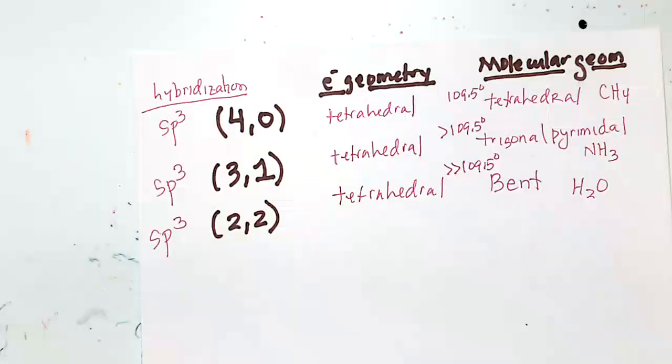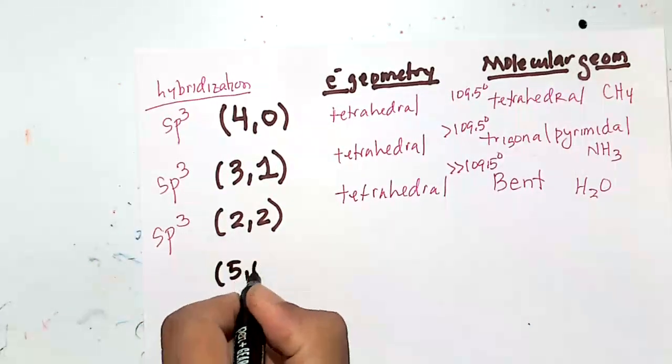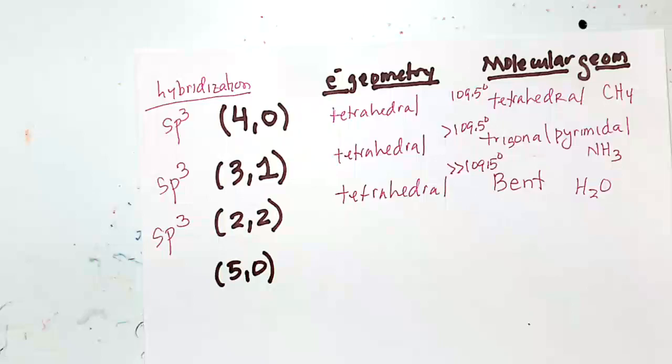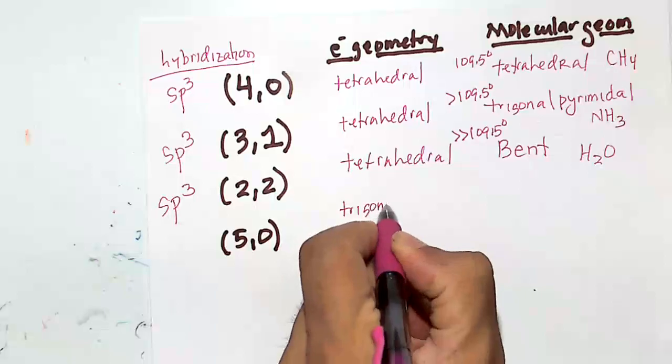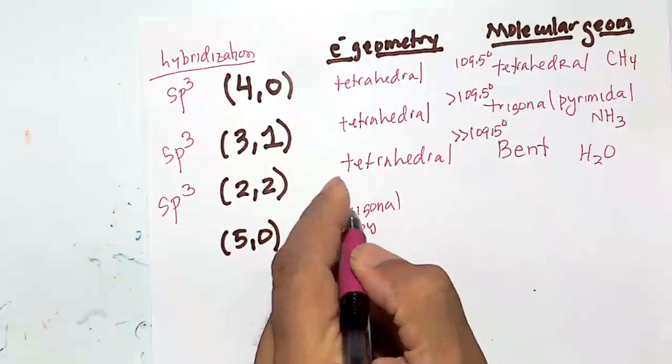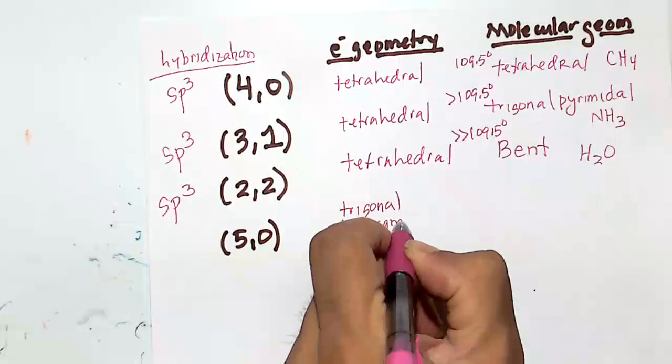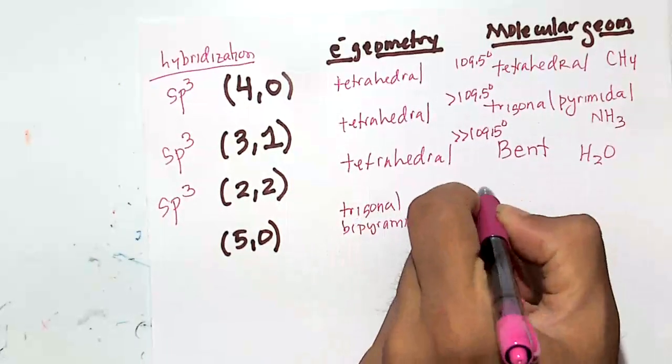All right, we're going to do 5 bonds and 0 lone pairs. Okay, what's the shape of this? Trigonal bipyramidal. That's going to be the electron pair geometry. And what's the molecular geometry? Same thing. Okay, very good. It's the lone pairs that are going to change the molecular geometry. Bipyramidal.